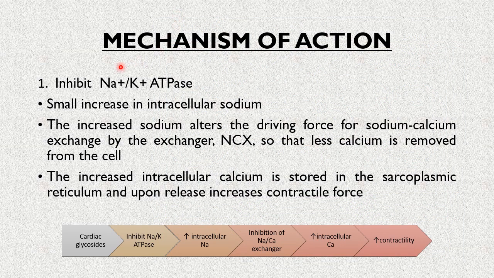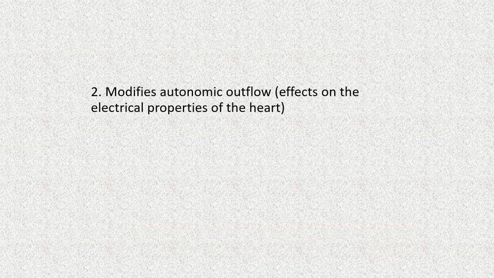So what is digoxin doing? We have already seen it in the diagram. Let's check it out. It will inhibit the sodium potassium ATPase, will lead to a small increase in the intracellular sodium, and this increased sodium alters the driving force for sodium calcium exchange by the exchanger. So less calcium is removed from the cell, and the increased intracellular calcium is stored in the sarcoplasmic reticulum, and it increases the contractility. It also modifies the autonomic outflow and thus it affects the electrical properties of the heart. At low doses, it has a parasympathomimetic effect, and at high doses, it sensitizes the myocardium to the action of catecholamines.